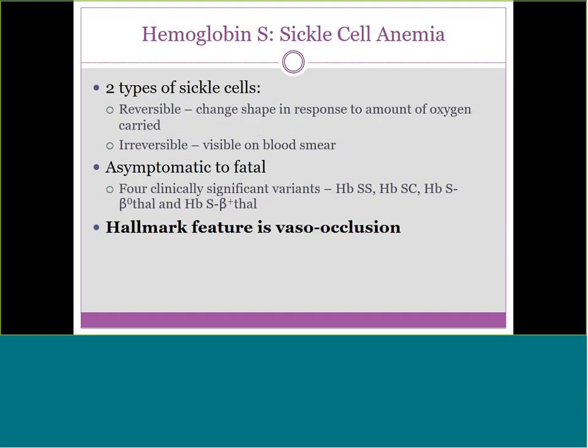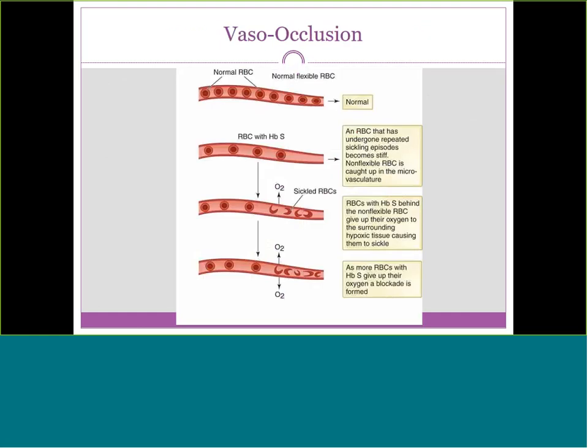The hallmark clinical feature of sickle cell anemia is something that we call vaso-occlusion. So it's bolded there for a reason. Out of this slide, that bolding is important. So here's what vaso-occlusion is. On normal red cells at the top, you can see they're going through the blood just fine. They're passing through your veins and arteries okay.